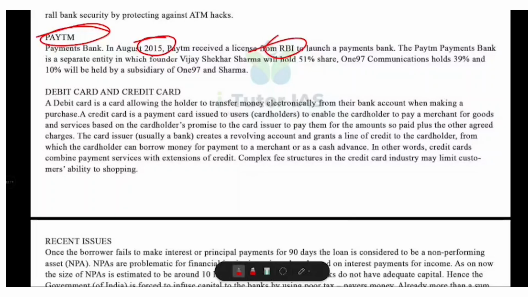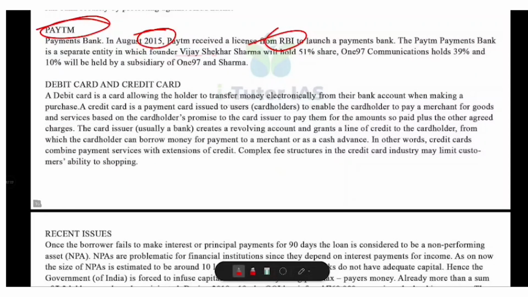The Paytm Payments Bank started functioning as a separate entity. Here is the share structure. Vijay Shekhar Sharma, the founder of Paytm, holds 51%. Then One97 Communications, the parent company of Paytm, holds 39%, and the subsidiary of One97 holds the remaining 10% together.